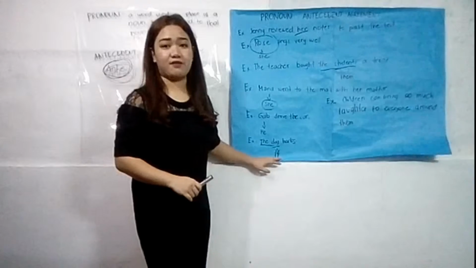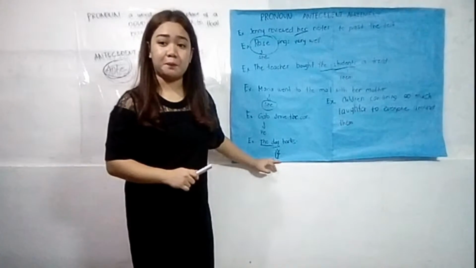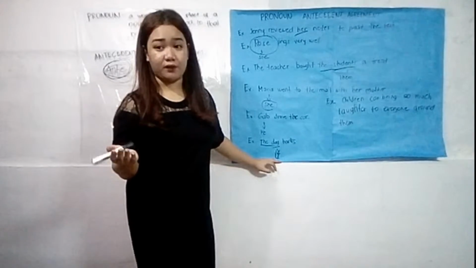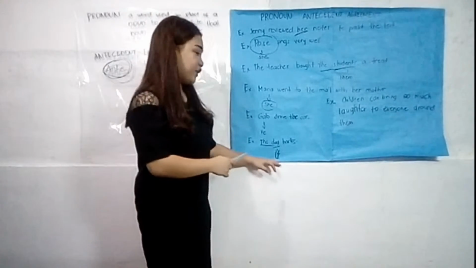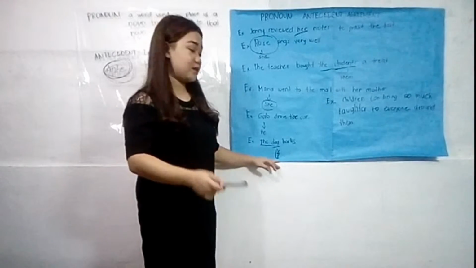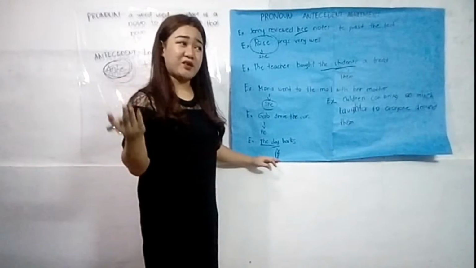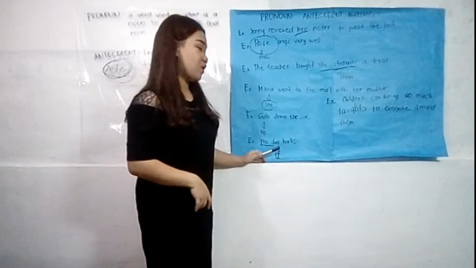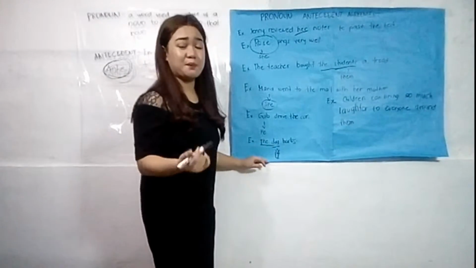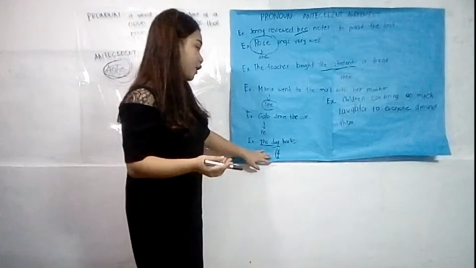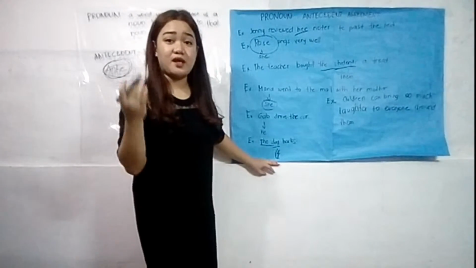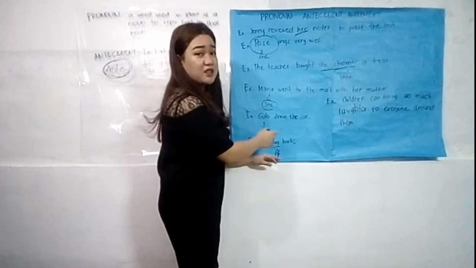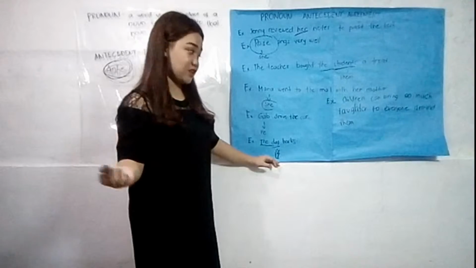Number 5, only a singular pronoun should be used in place of a singular noun. For our example, the dog barks. What pronoun should we use? Since the dog is an animal, we should use the pronoun it, because it is used for a noun which is an animal or a thing. We use it because the dog here is singular.